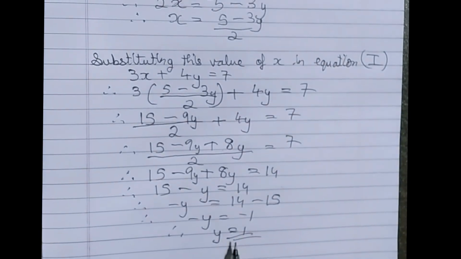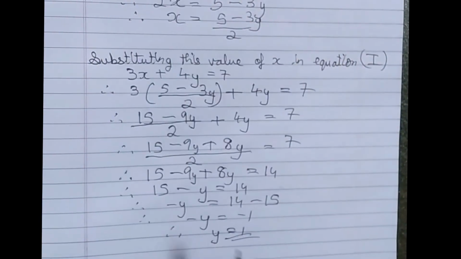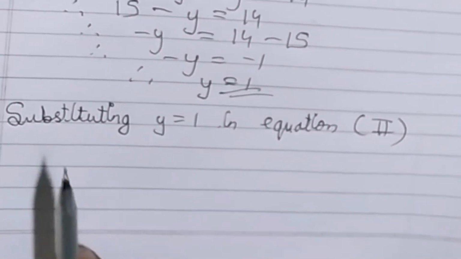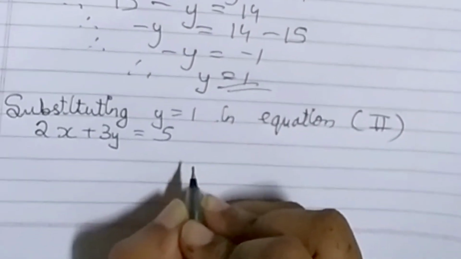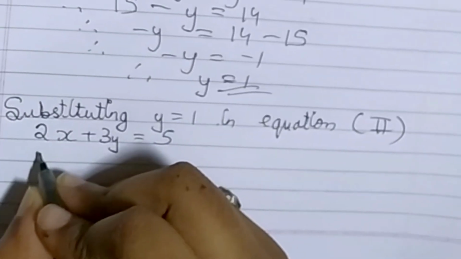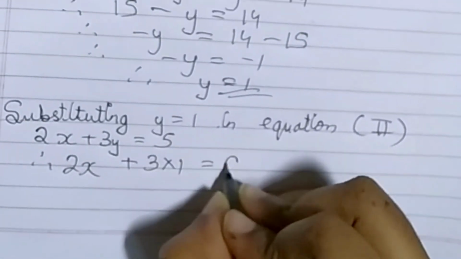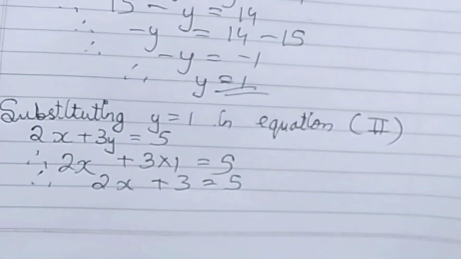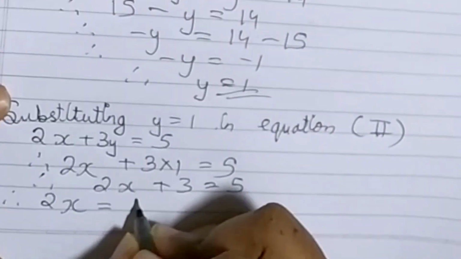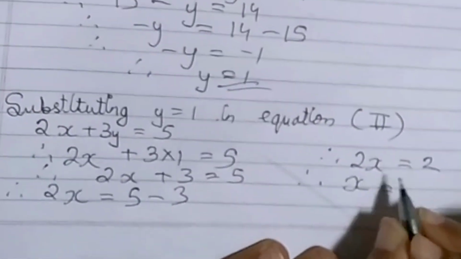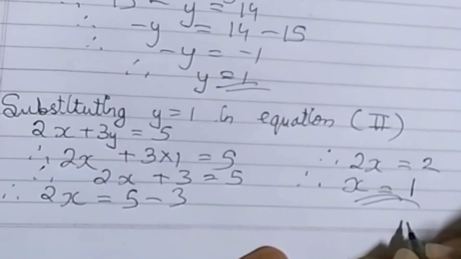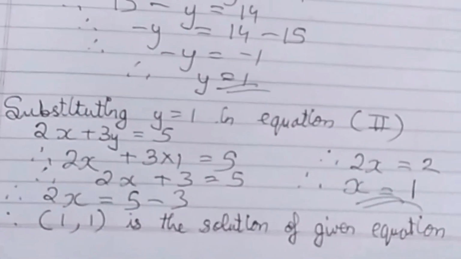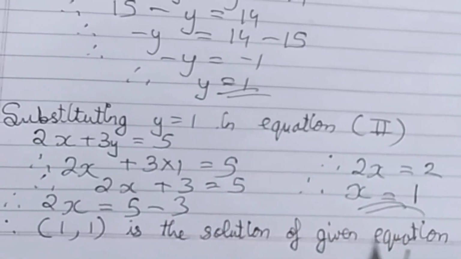Now we will put this value of y in equation 2, okay. Now substituting y equal to 1 in equation 2. So 2x plus 3y equal to 5. So therefore 2x equal to 5 minus 3, since the value of y is 1. That is 2x equal to 2. Therefore x equal to 1. Therefore the value of x is 1. So here we got y equal to 1 and x is also equal to 1.